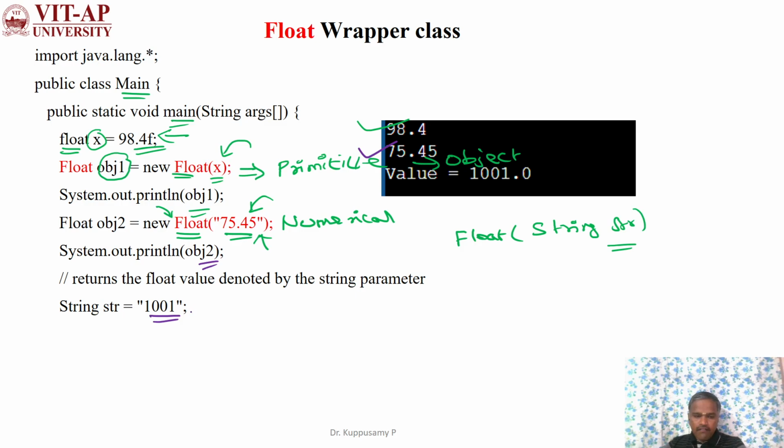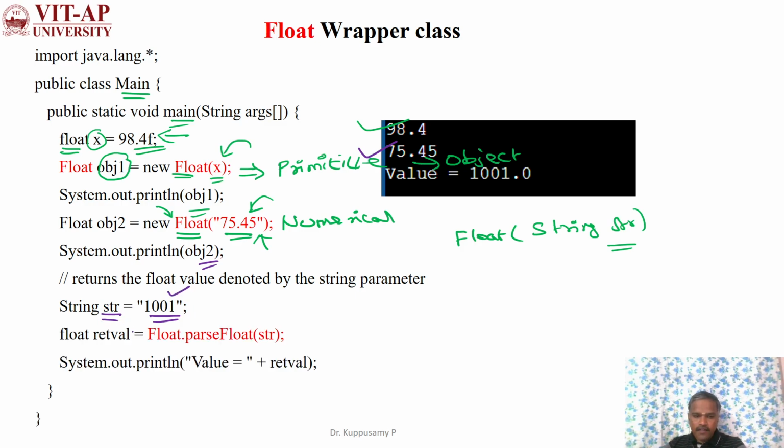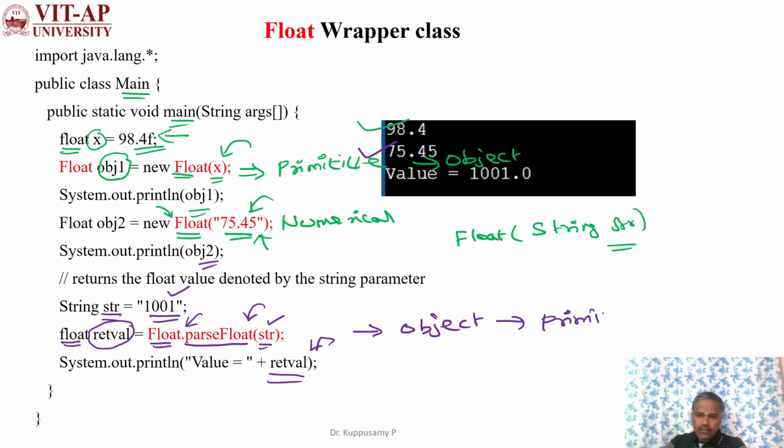Now we are assigning the string value into the str variable, that is a string. Then parseFloat is the method which converts that string into a floating point value using the Float wrapper class. Object is a string, right? So the value it holds is converted into the primitive data type float, which is stored in the ret value. Now this prints the primitive data type value. In this context, the object is transforming into a primitive data type value, right? So now two things we have seen: primitive is transforming into object, and here object is transforming into primitive data type.